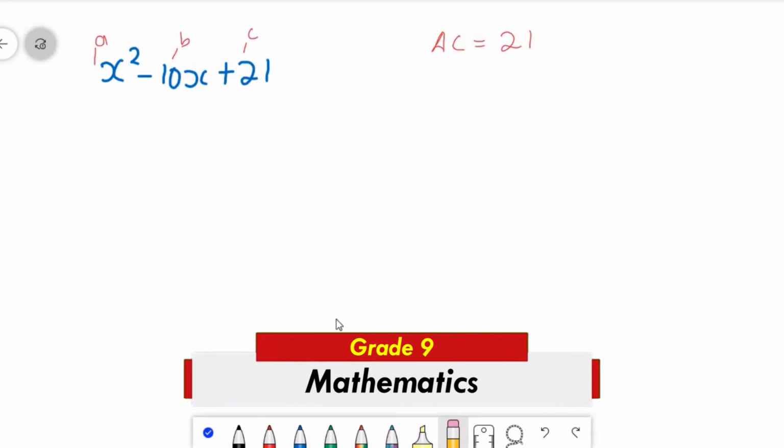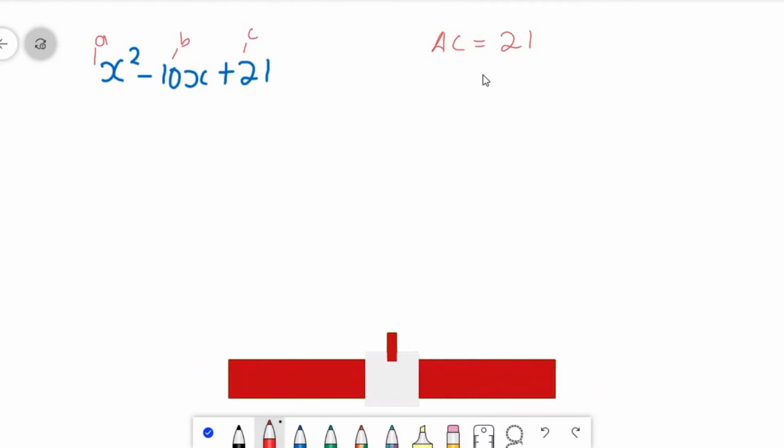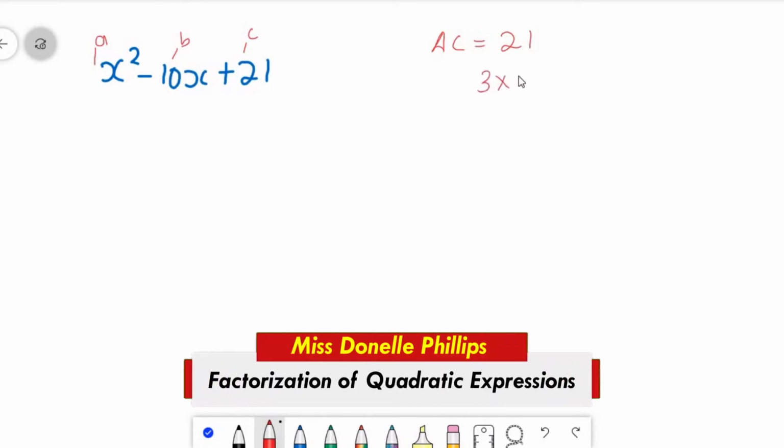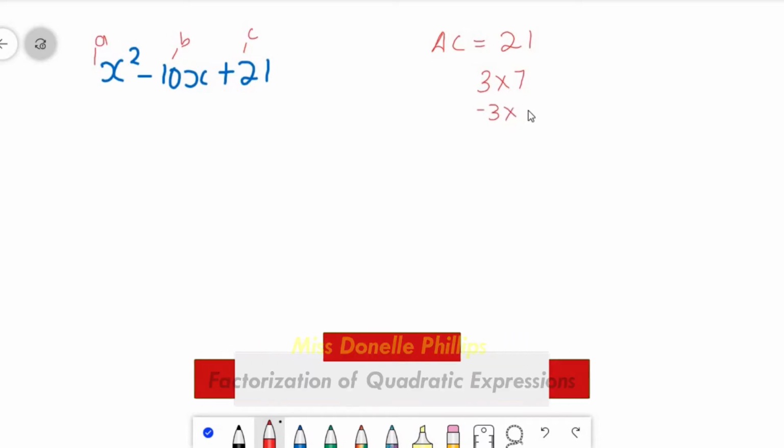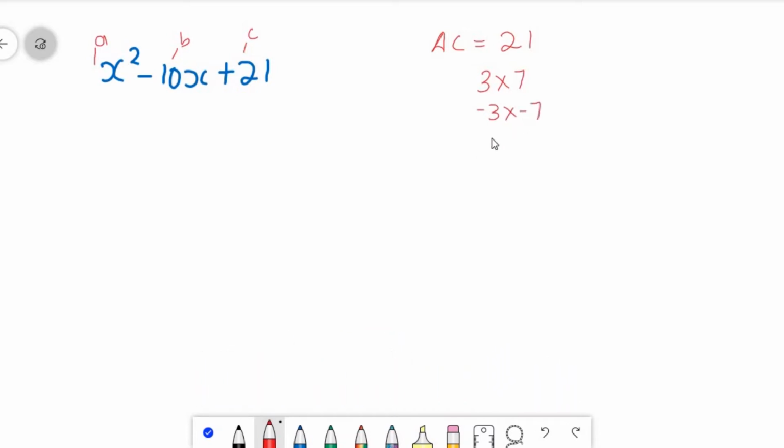So we're going to go ahead and list all the factors of 21. We could have 3 times 7. We could have negative 3 times negative 7. We could have 21 times 1. And we could also have negative 21 times negative 1, because we know that whenever we multiply two negative numbers, we always end up with a positive number. So let's go ahead now and see.